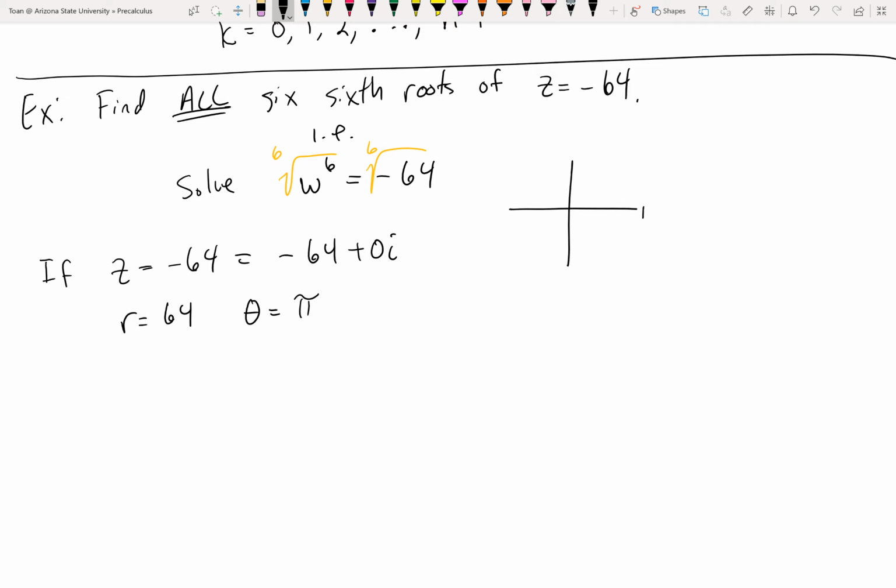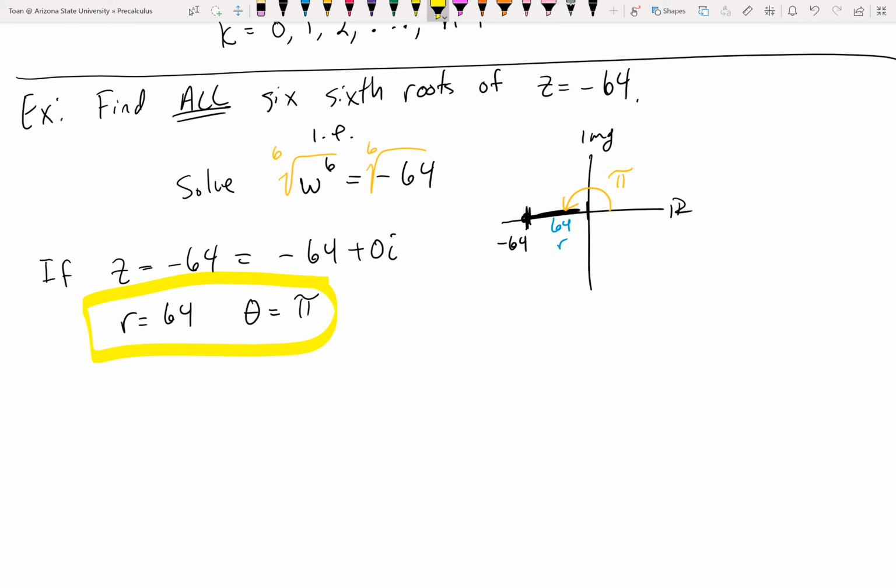If you ever had to convert any complex number that's on the axes, any pure real number or any pure imaginary number, just look at it. If I were to plot negative 64 on the real and imaginary axes, it's right here. R, by definition, is the distance from the origin. So what is this length here? That length is 64, so that's my r. And what's my angle? Since it's on the negative x-axis, I hope everyone can see that that's pi.